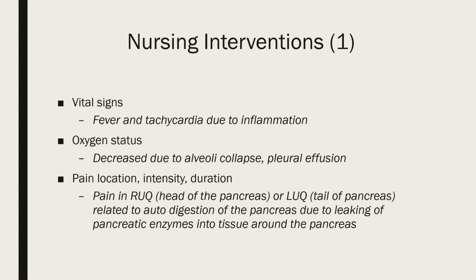Nursing interventions, what are we going to do? We are going to monitor vital signs. We are looking for a fever, and because of the fever, they may have tachycardia, and this is due to the inflammatory process. We're going to look at their oxygen status. Their oxygen status may be decreased due to the alveoli collapse, or they may have a pleural effusion. We're going to look at their pain. We are going to note the location, the intensity, the duration.